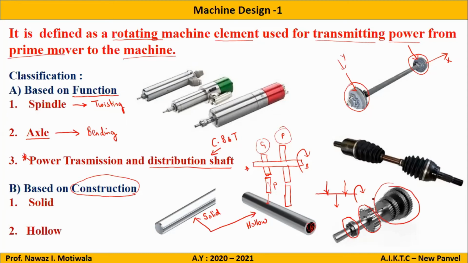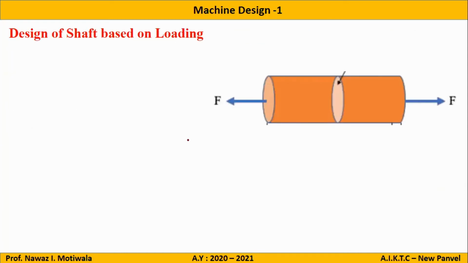Now let us go to the main design part of this shaft, which is coming for around 16 to 20 marks in your end semester examination. The basic of the designing of shaft is based on types of loading. And the first type of loading is nothing but pure axial loading.